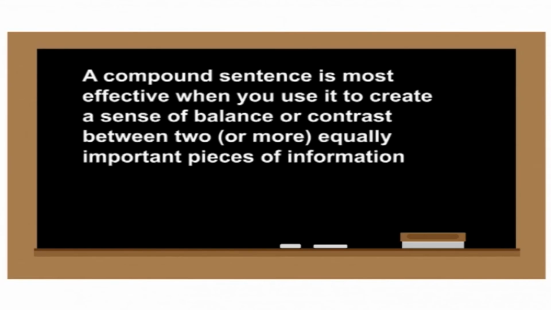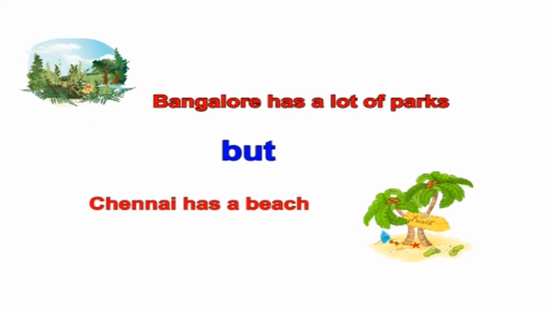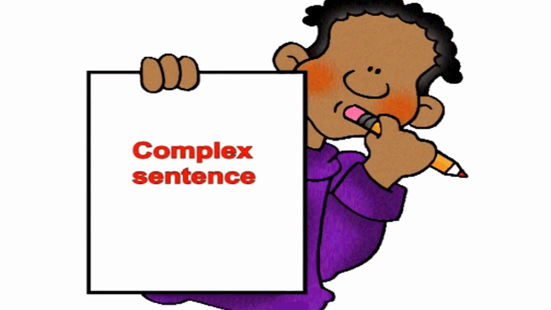A compound sentence is most effective when you use it to create a sense of balance or contrast between two or more equally important pieces of information. For example, consider the sentence, Bangalore has a lot of parks, but Chennai has a beach. It is rather easy, is it not, students? Next, we will move on to complex sentence.